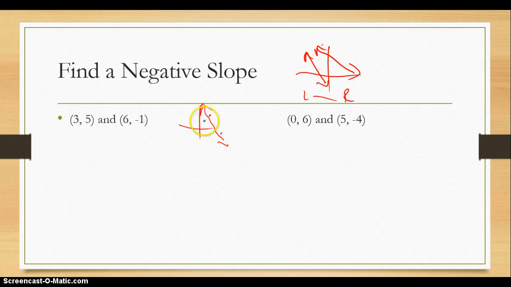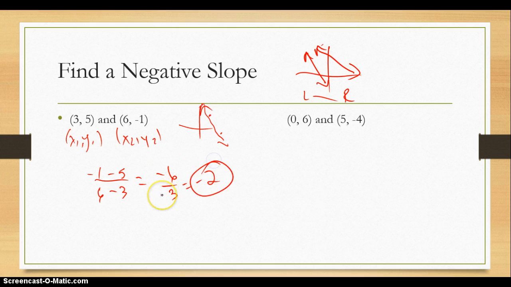So this is my x1, y1, x2, y2. So I know that -1 minus 5 over 6 minus 3, -6 over 3 equals -2. So this has a slope of -2. So it's very important. Visualize it, see which one is your x1, y1, label it, and then just plug the points into your formula.